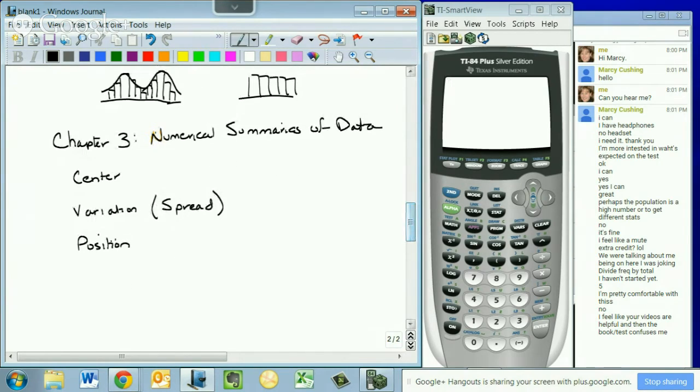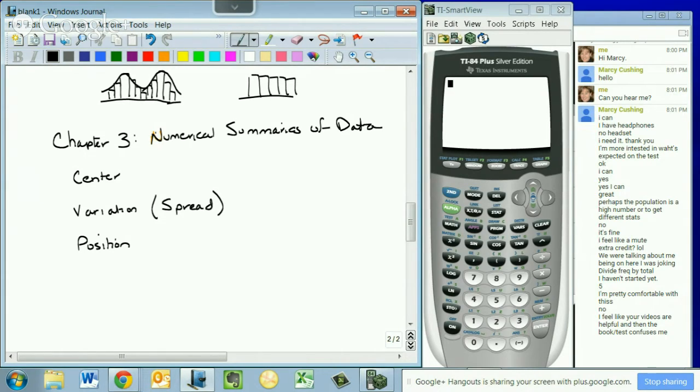And then position. We want to know where a value is relative to other values in a data set. So, for example, if you've ever taken a standardized test before and say you score in the 70th percentile, that means if you compare your scores to the other scores in the data set, your score is higher than 70% of the scores in the data set, and it's lower than 30%.